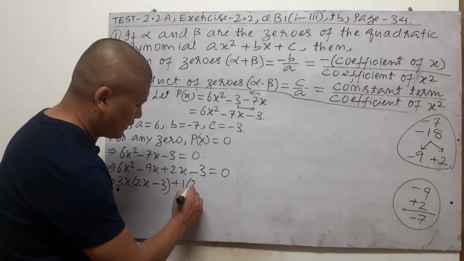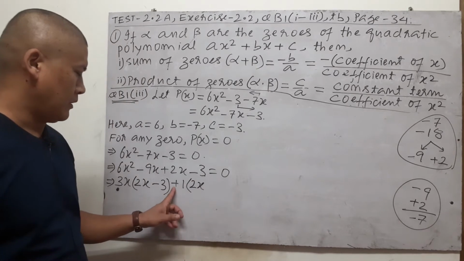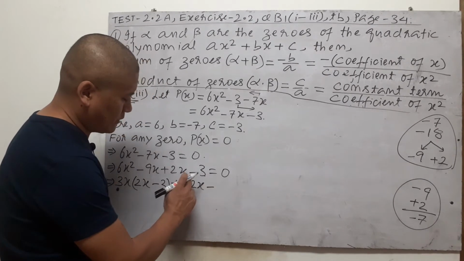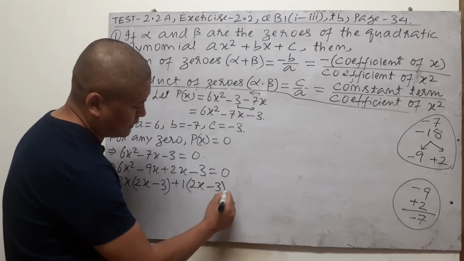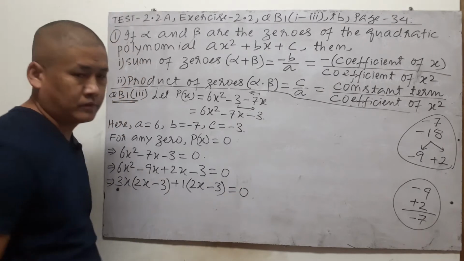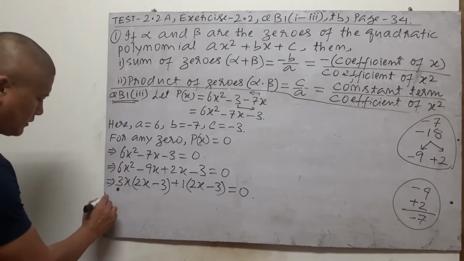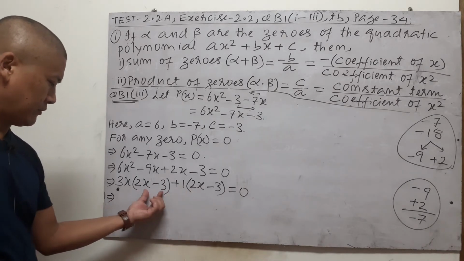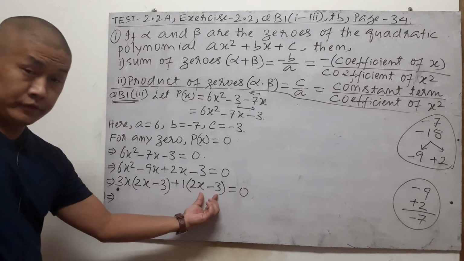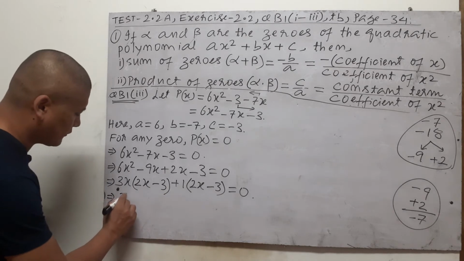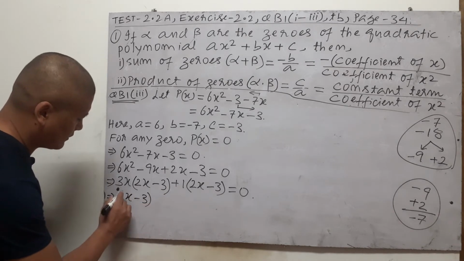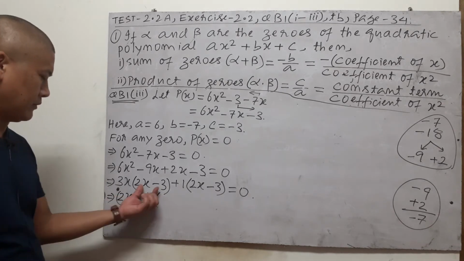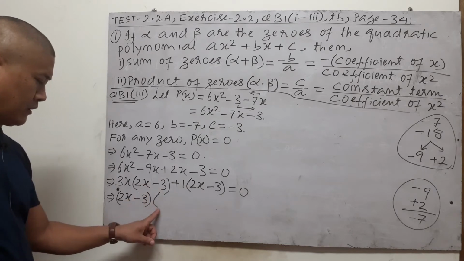So 1 into 2x is 2x. And plus into minus is minus. Then 1 into 3 is 3, equal to 0. Then next step, we see these two terms, and the common factor is here, 2x minus 3. Here also 2x minus 3. So clearly the common factor of these two terms is 2x minus 3. Take a bracket, and so 2x minus 3 has gone out of this bracket.